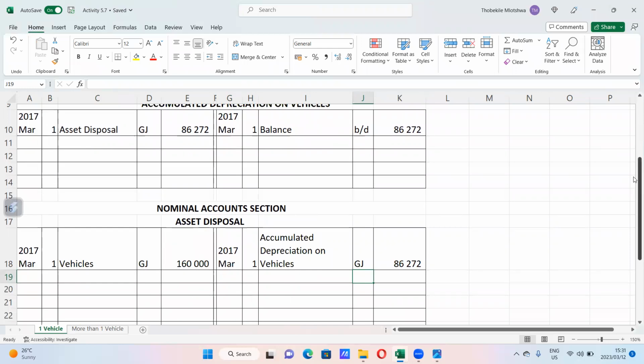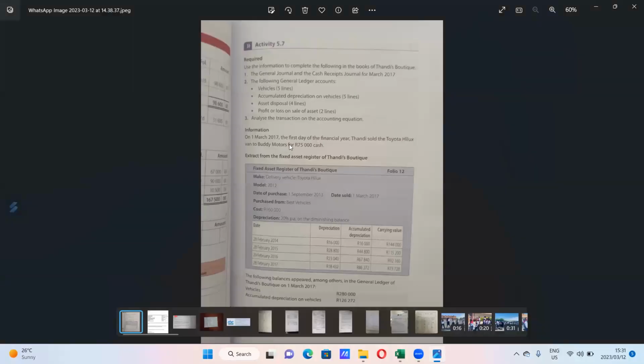So we would have recorded the sale. They say we sold it for 75,000. Here we sold this vehicle for 75,000 cash. So we would have recorded it in the CRJ. That's why they wanted us to do the CRJ, but it's fine. I'm going to do it here.